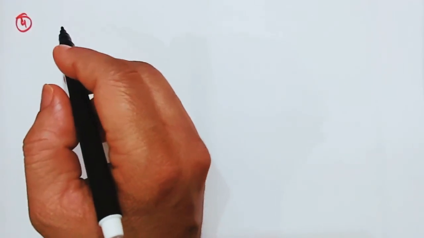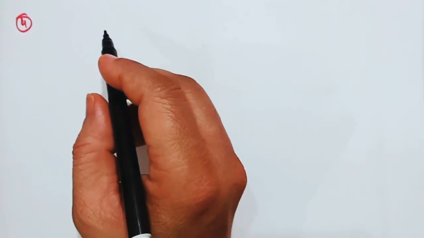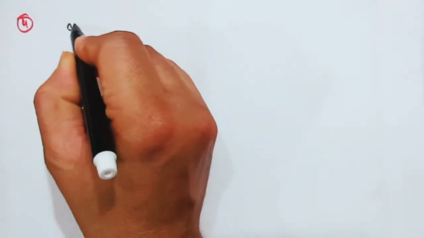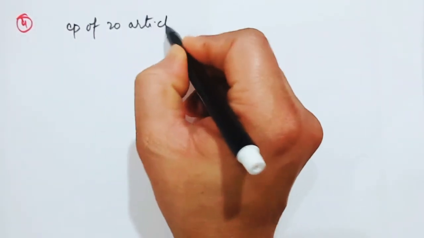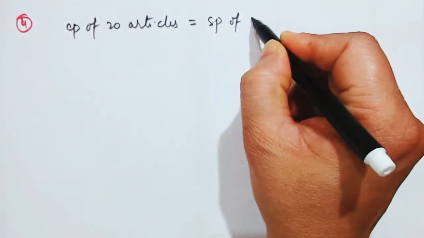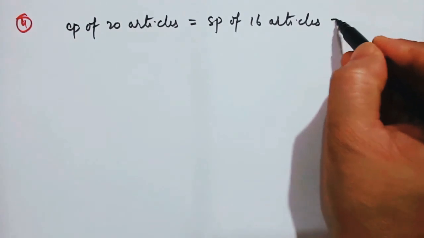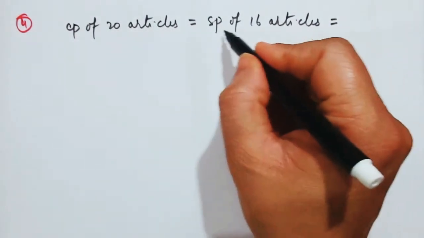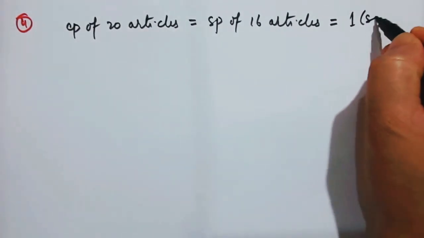Number 4. In number 4, what we have? The cost price of 20 articles is same as the selling price of 16 articles. Cost price of 20 articles is equal to selling price of 16 articles. Do you know the cost price of 20 articles or selling price of 16 articles? Better you take it as 1. Let it be.